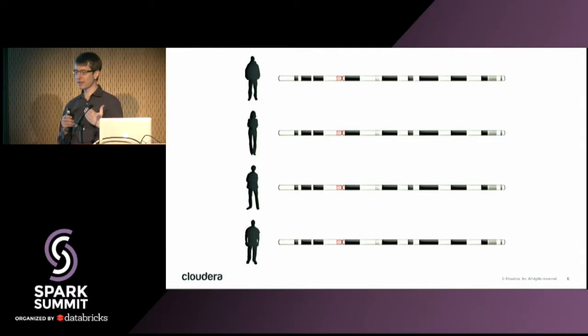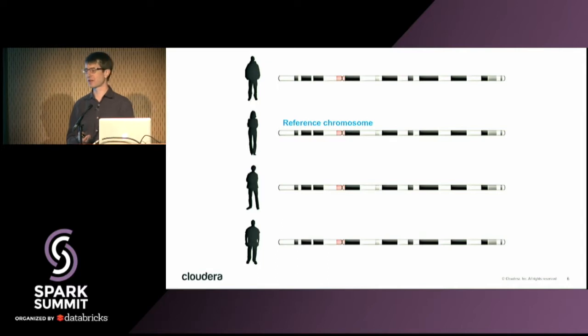So what we want to do when we're analyzing large populations of individuals is understand the difference between individuals. And the way that we do that is by introducing an idea of a reference chromosome, or a reference genome, more accurately. And where does that come from?